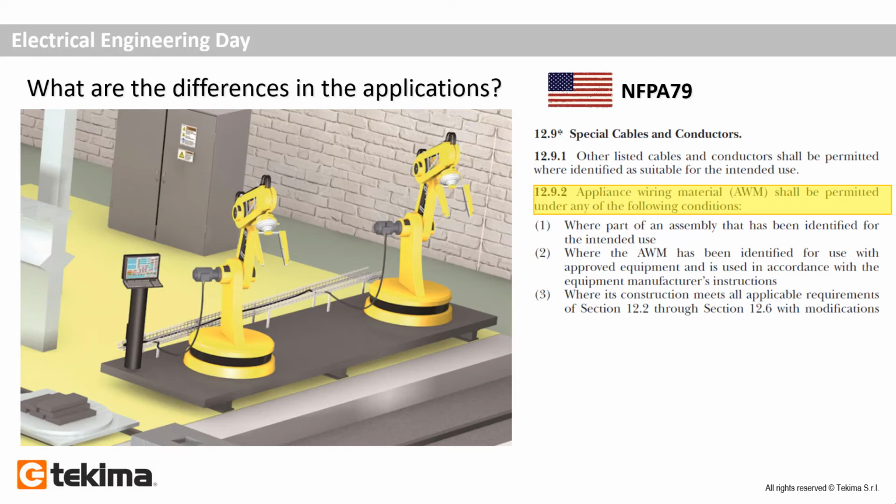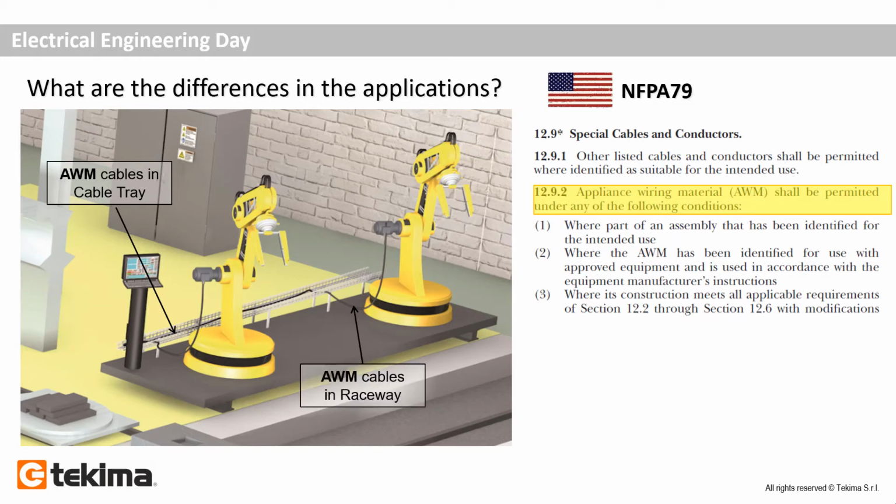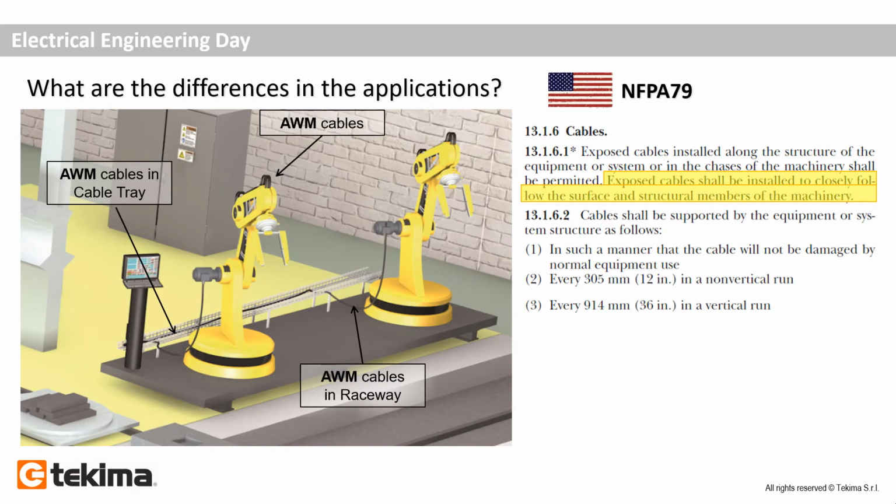Just for instance, here we are on the machinery and we can use AWM cable with UL or CSA recognized markings in the cable tray, and AWM cable between the cable tray and the equipment, but protected in the raceway. There is an exception: I can use AWM cables without any protection, just if it's fixed over the structural part of the machine.